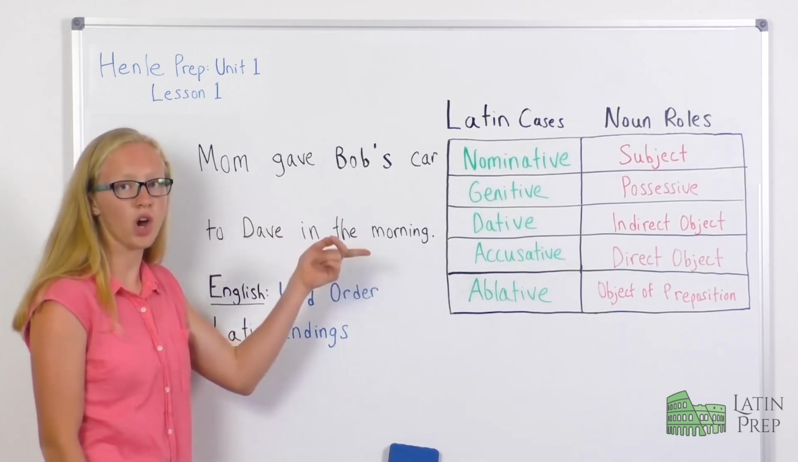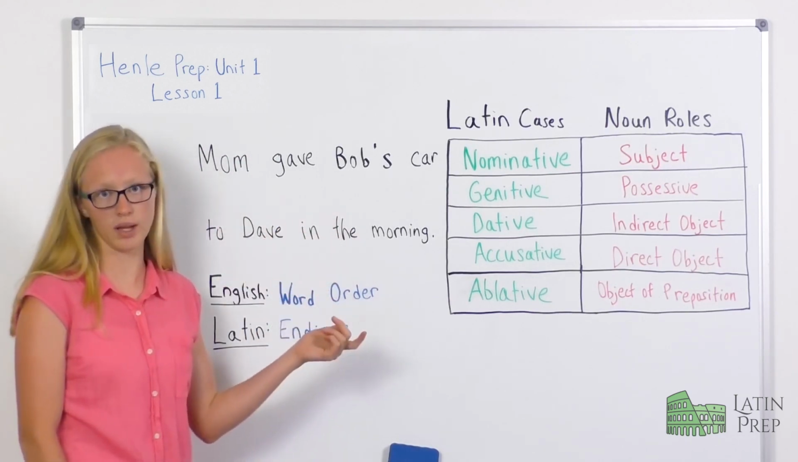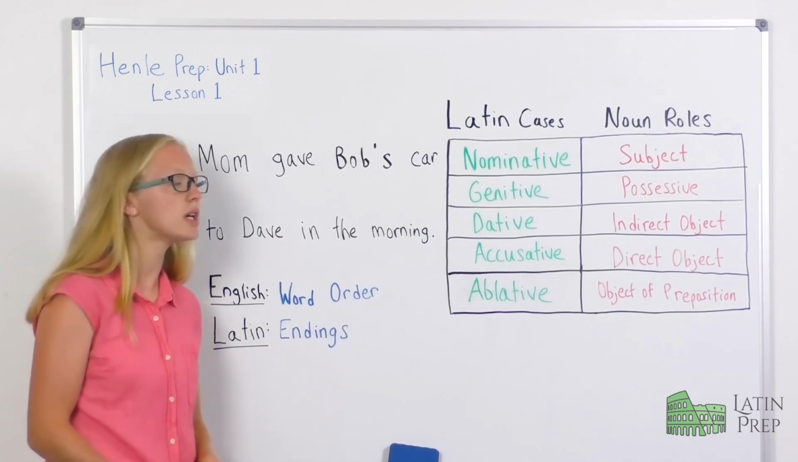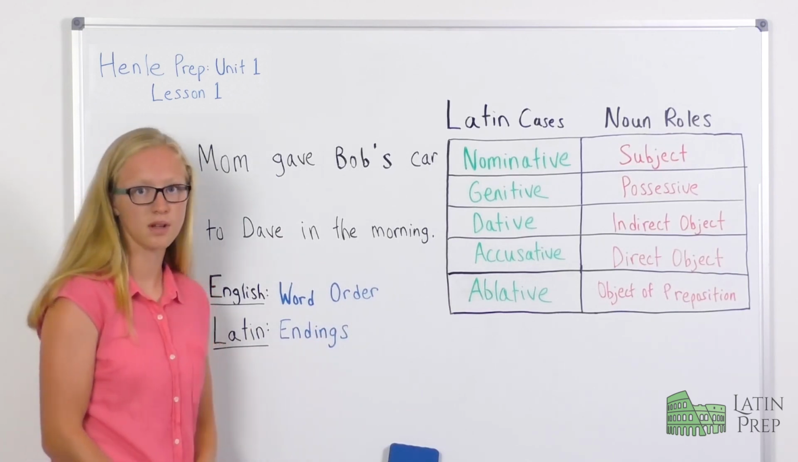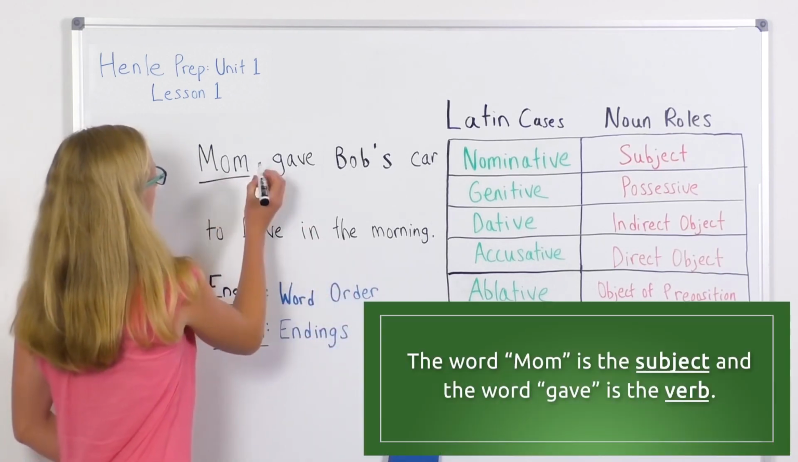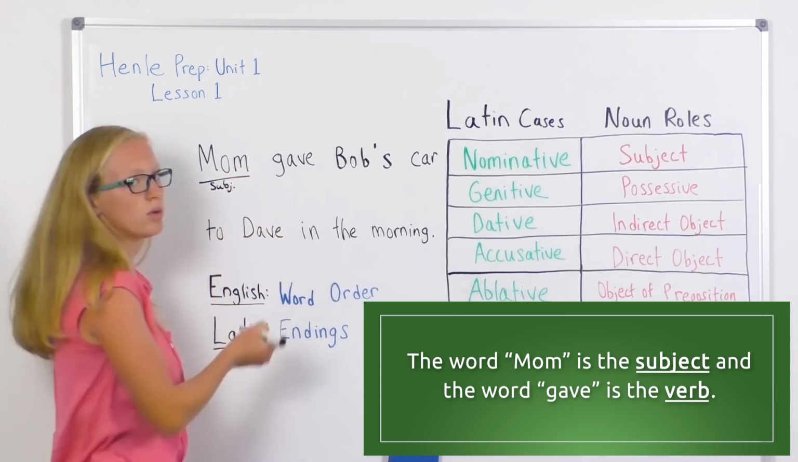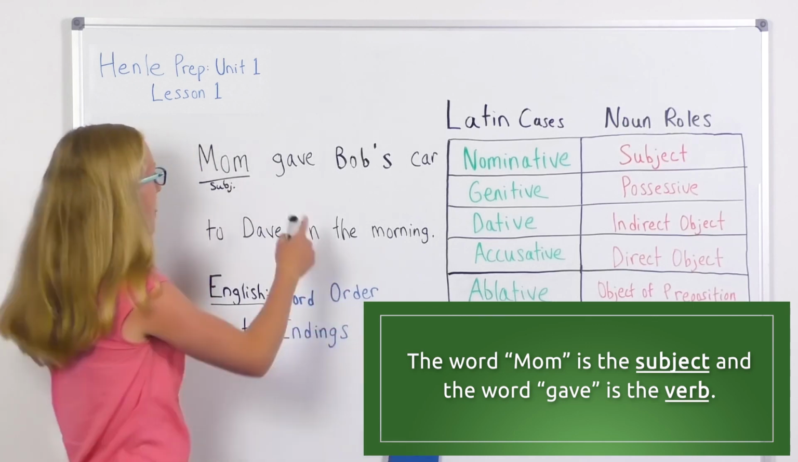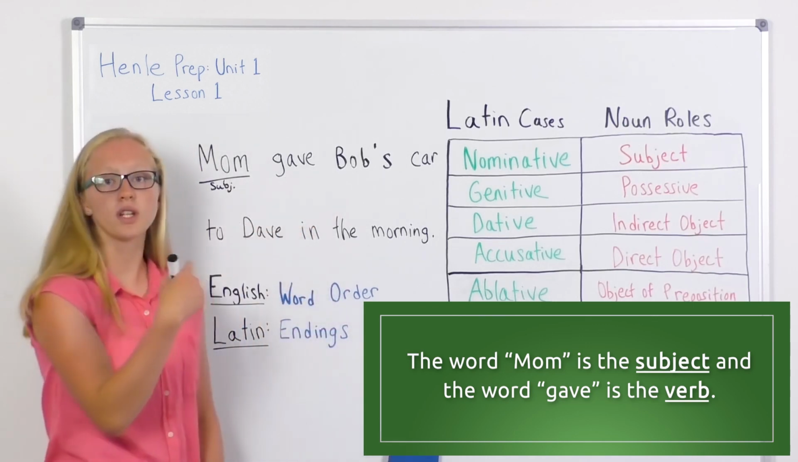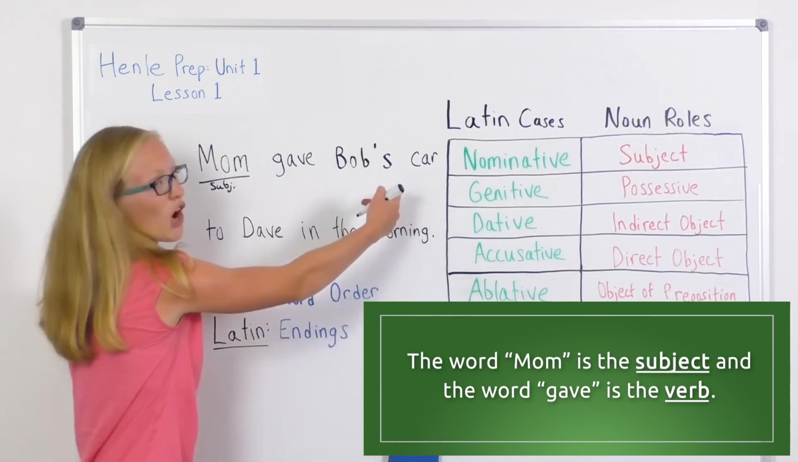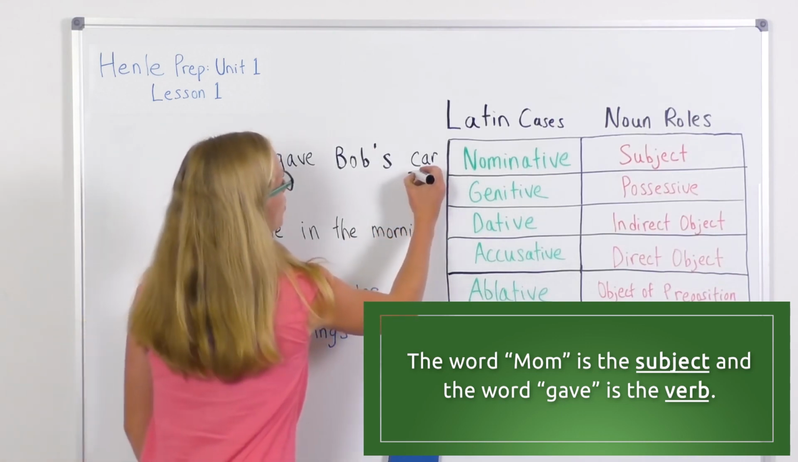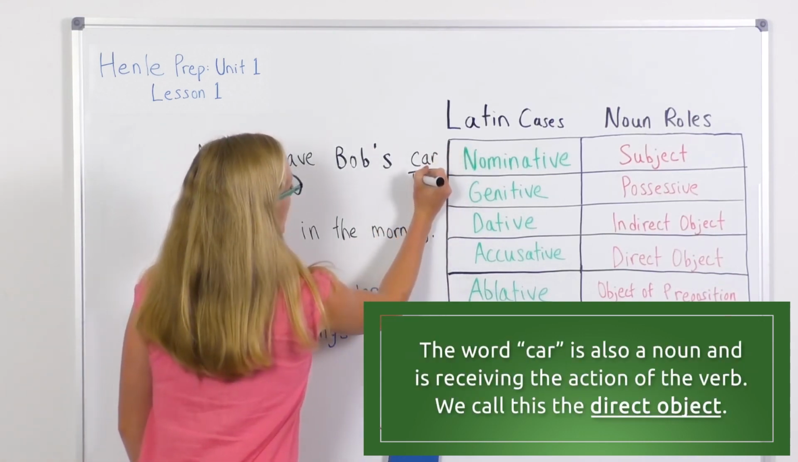Mom gave Bob's car to Dave in the morning. So first, who is our sentence about? It's about Mom, and we call this our subject. What did Mom do? She gave, and this is our verb. And what did she give? The car. So this car is called our direct object.